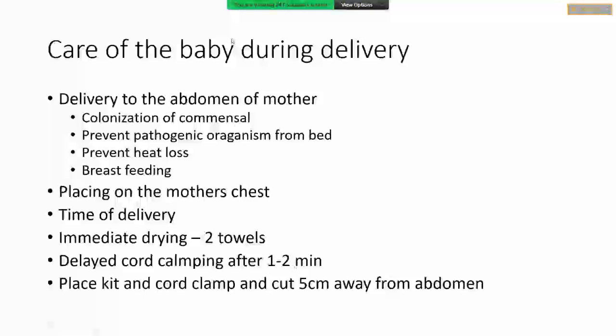These are the things that can be asked in MCQ. Just have an idea. So 5 centimeters away from the abdomen is the standard way. From the abdomen, we have to clamp the cord at 5 centimeters. Like, if the abdomen is here, we have to cut this at 5 centimeters, and here we have to put the plastic clip. So these are the things that can be asked in the MCQ. Just make sure that you have an idea on that.